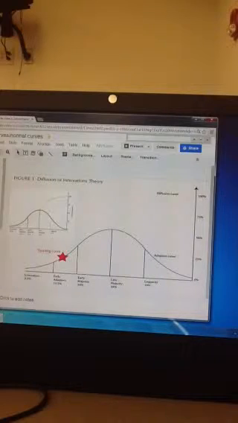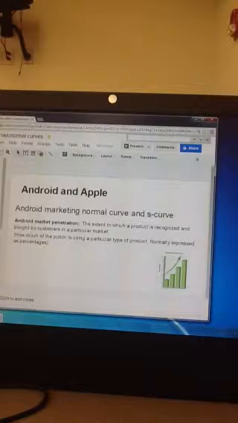So this here is the diffusion of innovation theory. It basically starts out here with innovators, the tipping point is here, this is the early adopters, this is the early majority, this is the late majority that's coming back down, and then the laggards. But in this video, I'm going to be talking about Android and Apple.